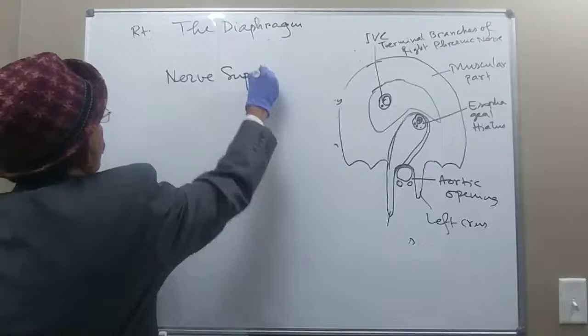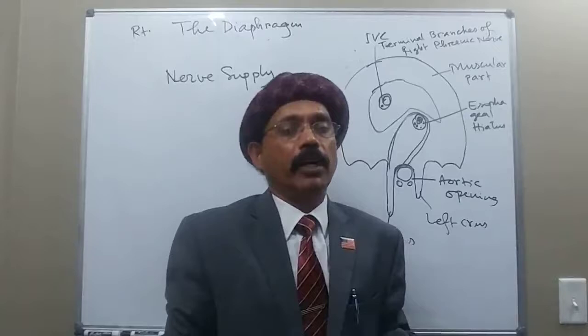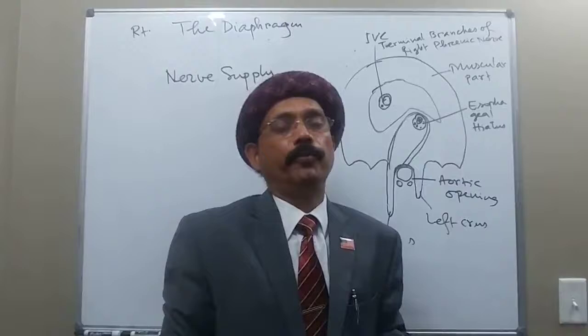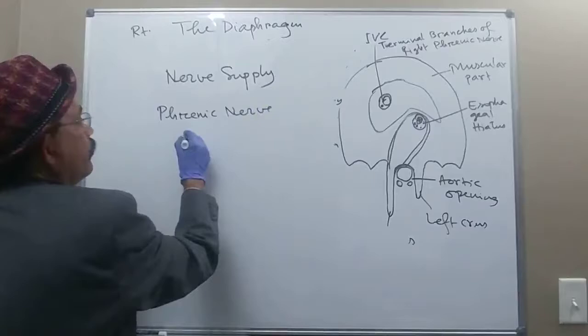Nerve supply: it has skeletal muscle, so it should have some motor innervation, so contraction of the muscle. And we know that the diaphragm is the chief muscle of inspiration. Without the diaphragm, we cannot inspire. Okay, so nerve supply, motor, there is the phrenic nerve. This is to provide motor and sensory.